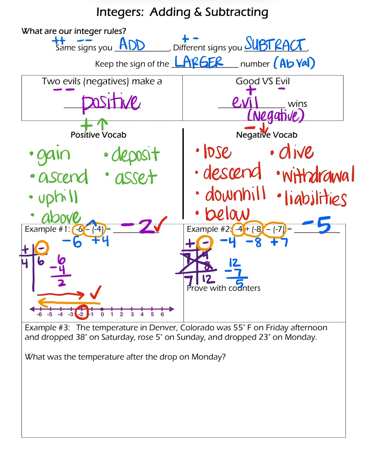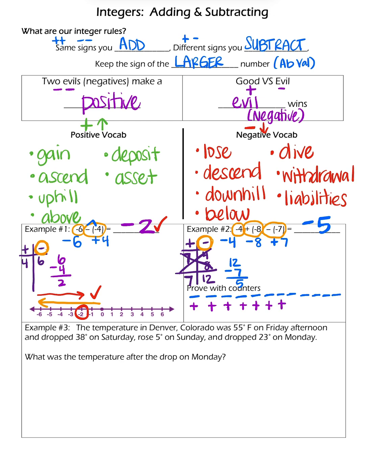So then how could we prove it with counters? It says prove with counters. So we're going to use these same numbers that we came up with here, and I'm going to draw counters for them. So my first -4, I'm going to draw 4 negatives: 1, 2, 3, 4. And then I'm going to do -8: 1, 2, 3, 4, 5, 6, 7, 8. And then underneath, I'm going to do my positive counters of 7: 1, 2, 3, 4, 5, 6, 7.